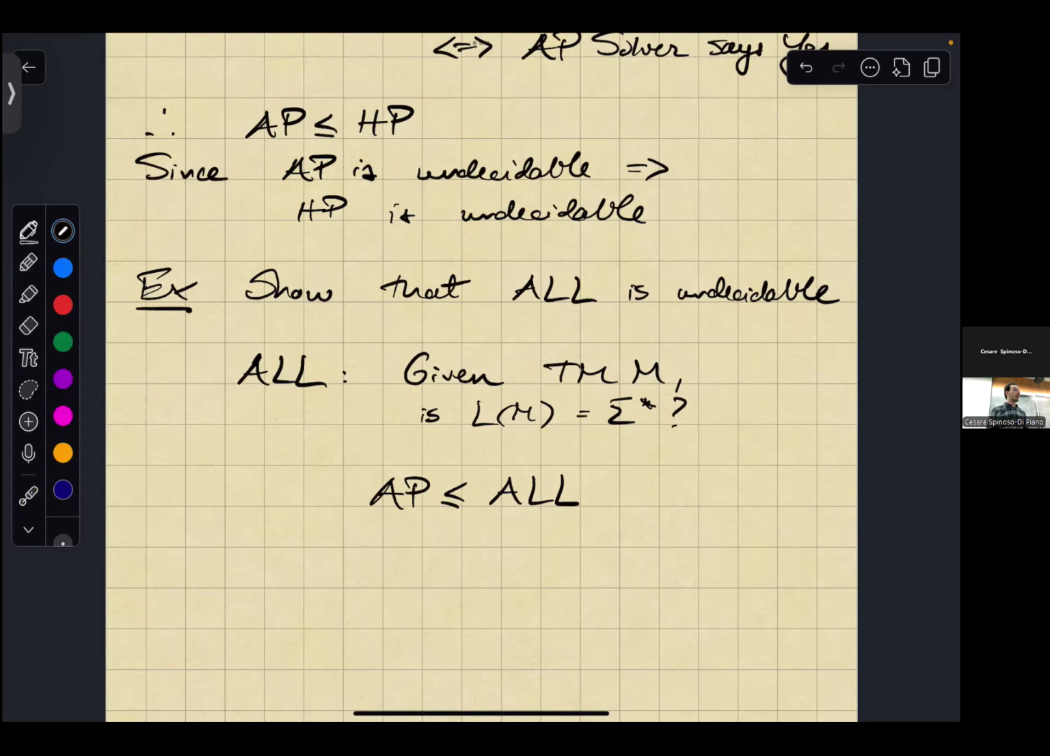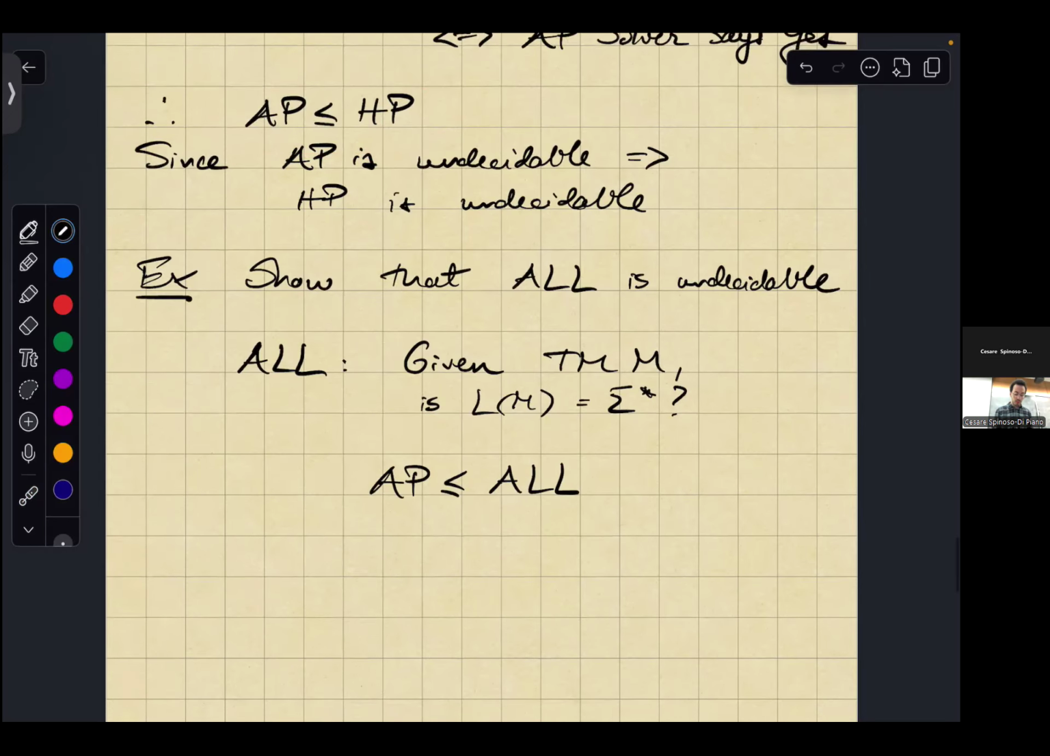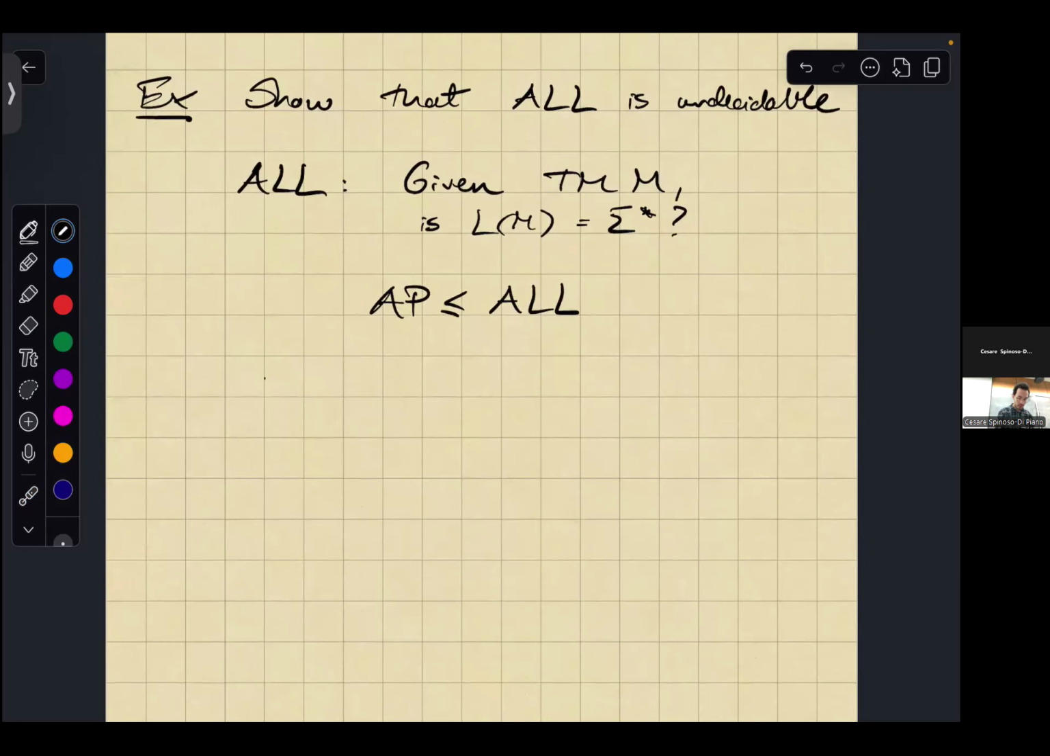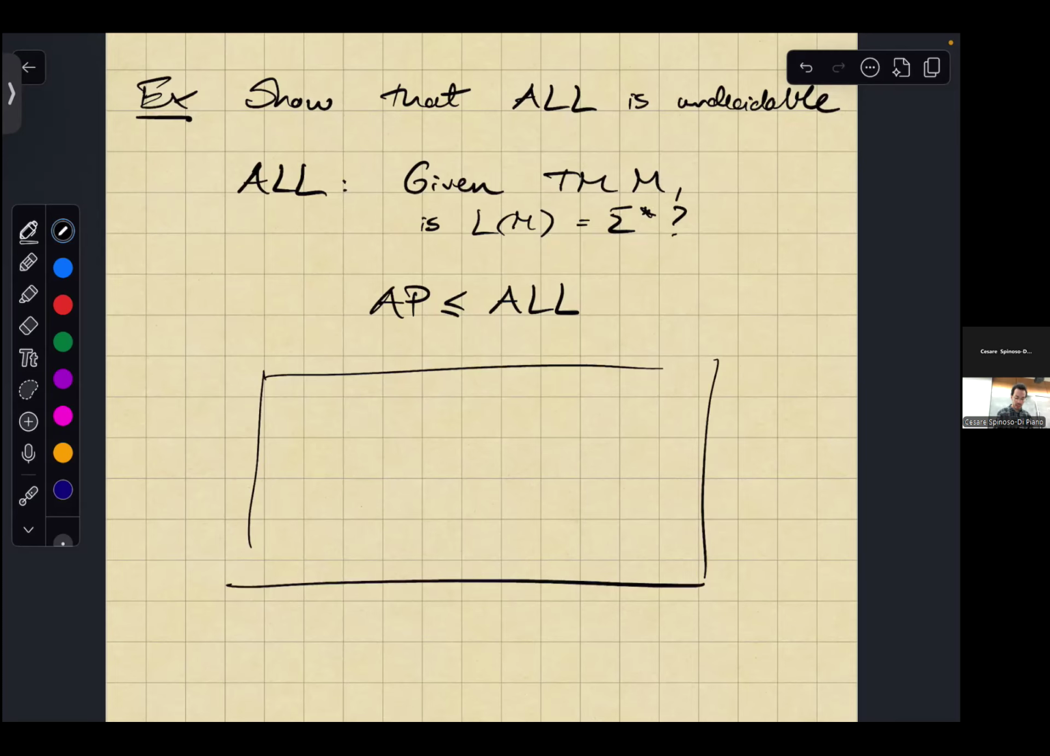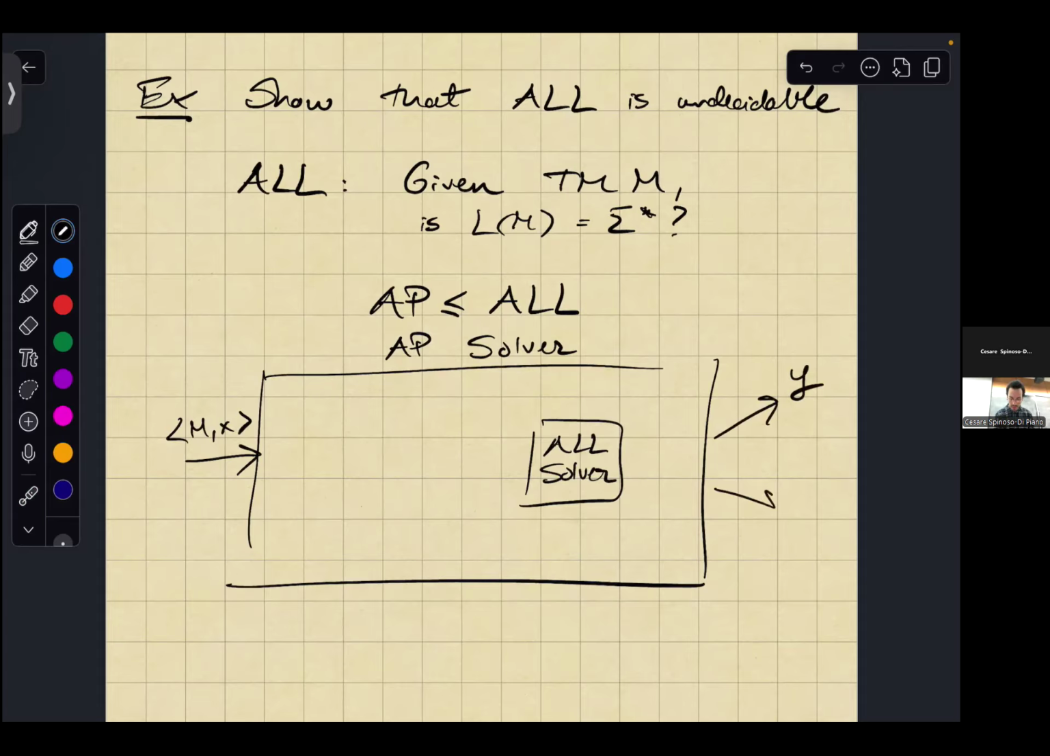Okay, so hopefully you've had a thought about this reduction. What do I want to do here? I want to create an AP solver again, from an ALL solver. What does the AP solver take in? It takes a Turing machine M and an input X, for which I want to know if M accepts X. It should say yes if it does accept and no if it doesn't.